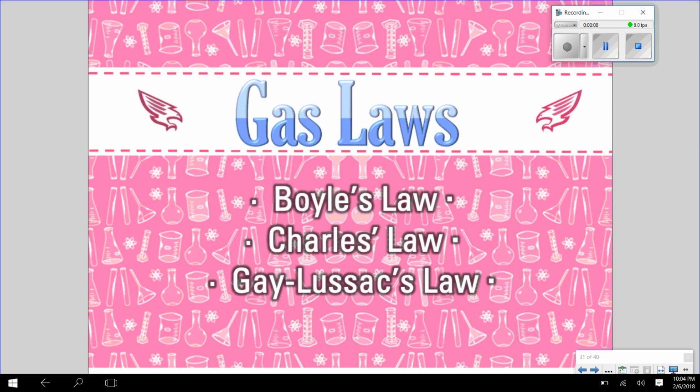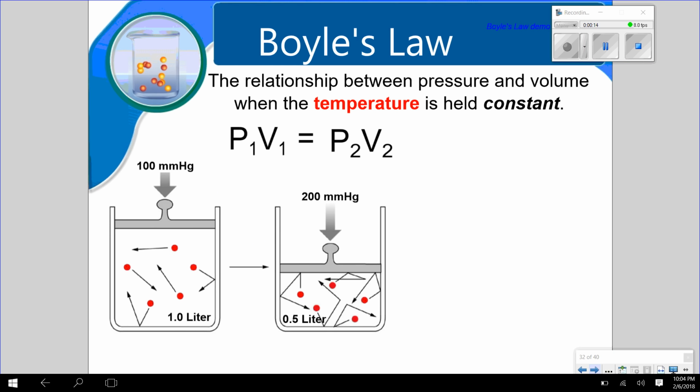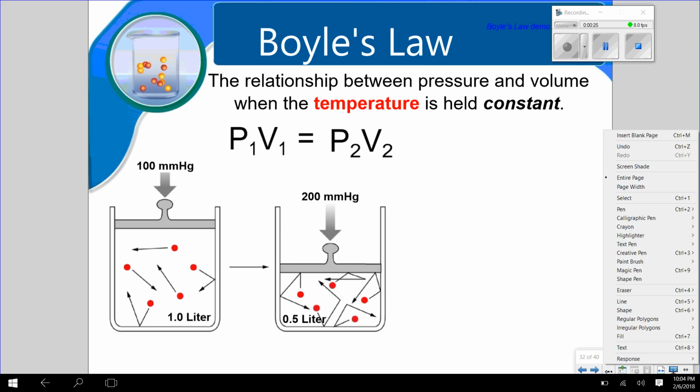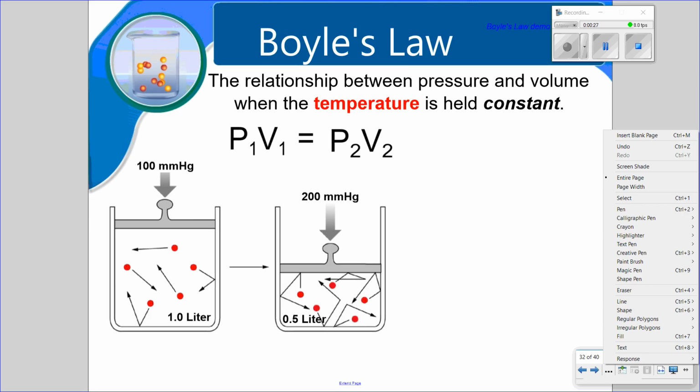In this video, we're going to discuss Boyle's Law, Charles's Law, and Gay-Lussac's Law. So we're going to kick things off with Boyle's Law. Boyle's Law discusses the relationship between pressure and volume when your temperature is held constant. And it's notated by this equation right here: P1 V1 equals P2 V2.